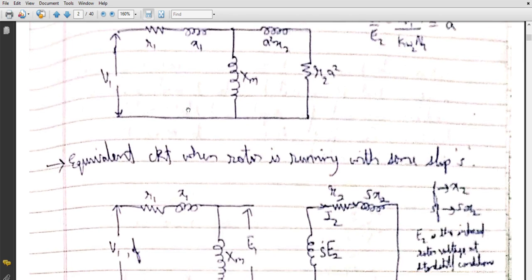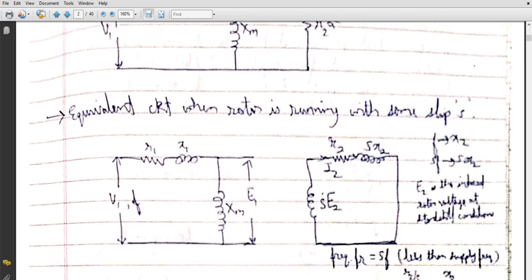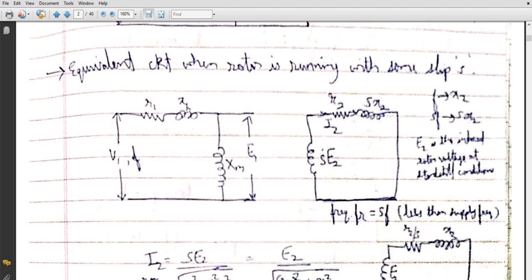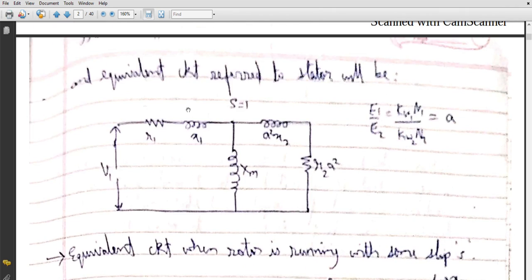Now, the equivalent circuit when the rotor is running with some slip s. This is very important. Till now we have seen the equivalent circuit when the rotor was stationary, but after this we'll see the equivalent circuit when the rotor is running with some slip s. We'll be discussing that in your next lecture, in your next class.